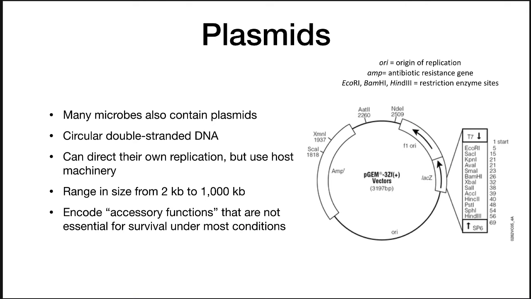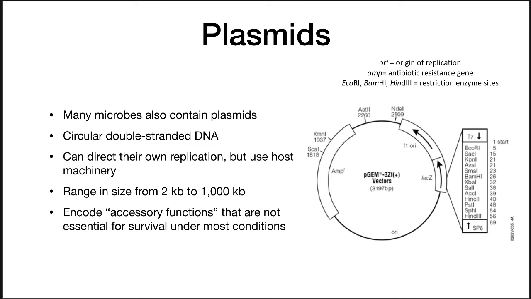This brings us to plasmids. Many microbes also contain plasmids, and this is more of a bacterial and archaeal thing. It is unusual for eukaryotes to have plasmids, and yeast are a notable exception. These are circular, double-stranded pieces of DNA. There are examples of linear plasmids, but most of the ones we know about are circular. Plasmids can direct their own replication, but they will use the host machinery to actually do the copying. So they direct it, but then use the enzymes of the host to do the replication.